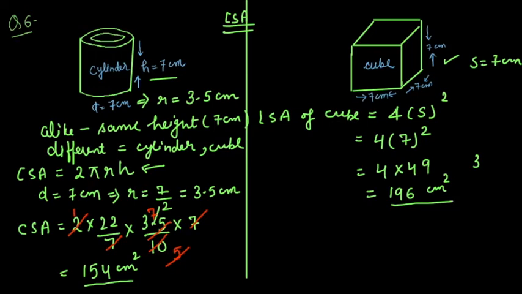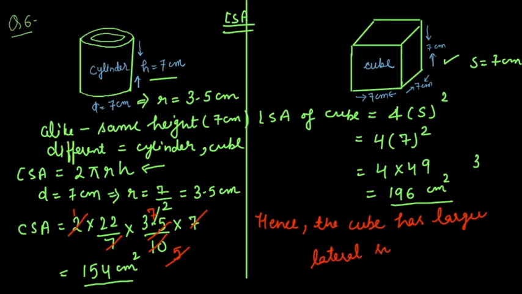So how can I write my result? Hence, the cube has larger lateral surface area. So in this question, the first part was how these two shapes are same and how they are different. We have told they are same as they are of same height. They are different being two different three-dimensional figures. First figure is a cylinder and second is a cube.